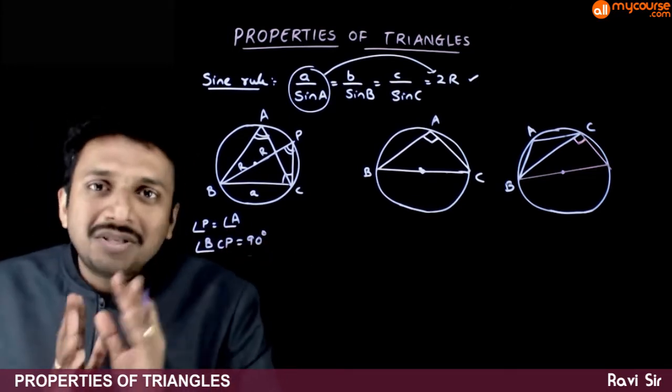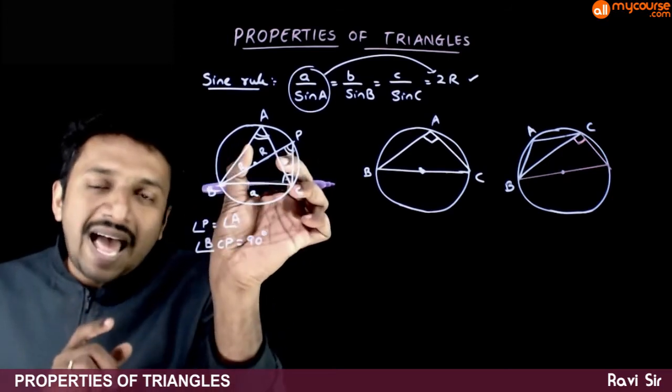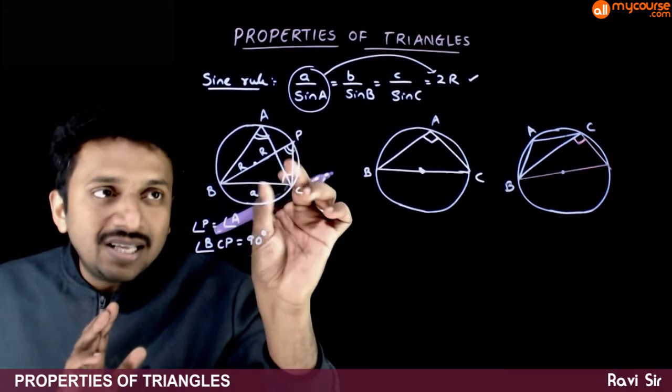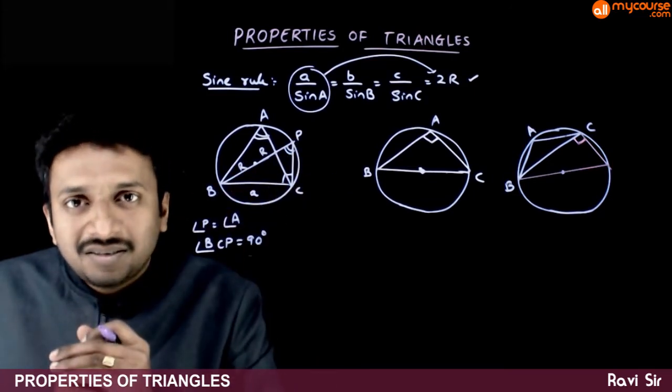These are the two conclusions that I draw. First is angles in the same segment are equal. The second is angle in a semicircle is equal to 90 degrees.